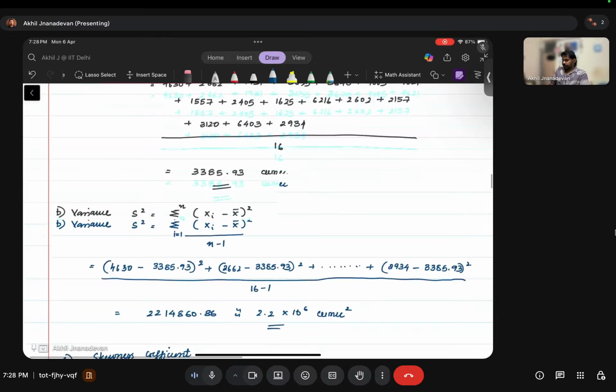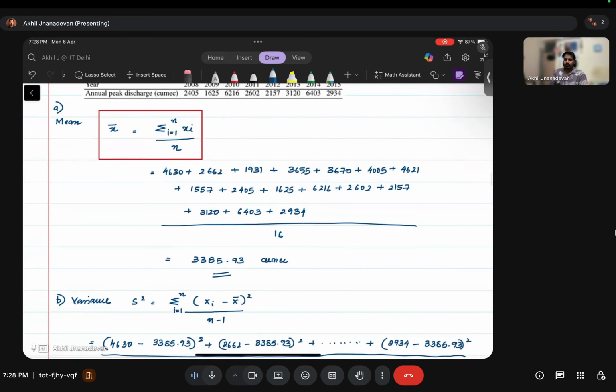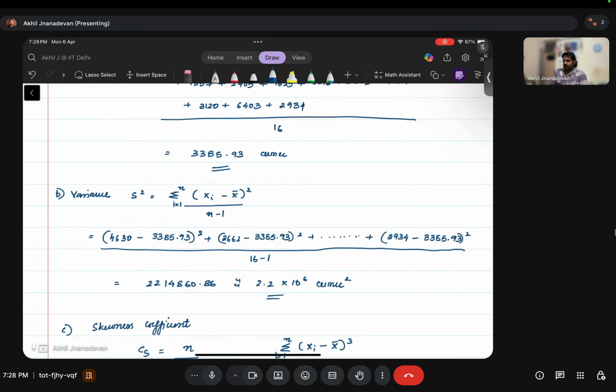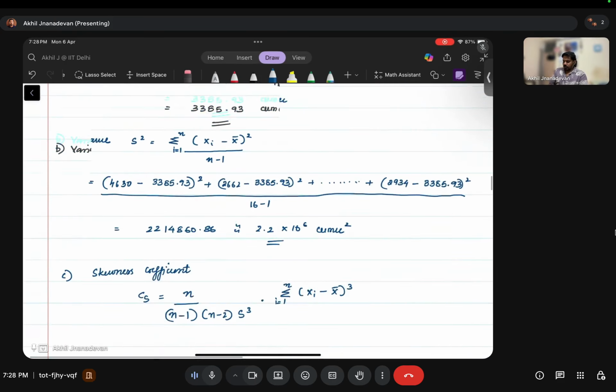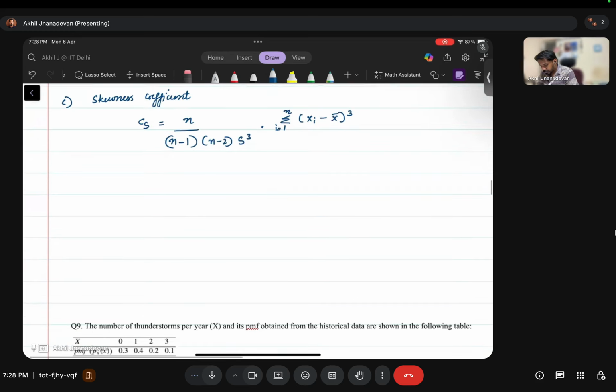So basically, the mean is the first moment about the origin. So we are taking the first moment about the origin, then we will be getting the mean. Variance is the second moment about the mean. That's why we're taking xi minus x bar the whole square. Skewness is nothing but the third moment about the mean. That gives skewness. Okay. So we just have to substitute here.